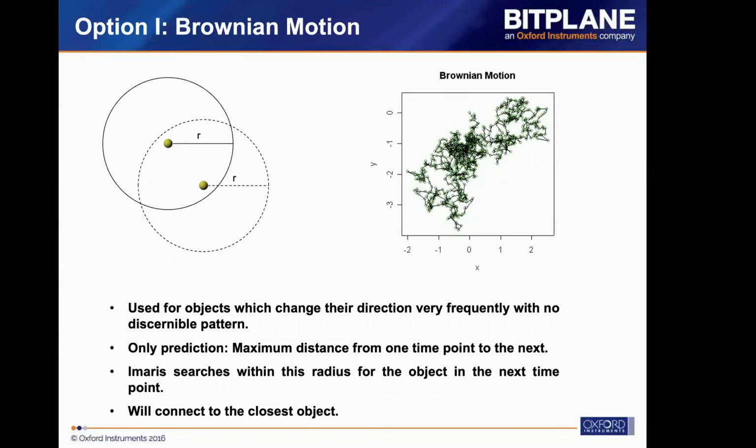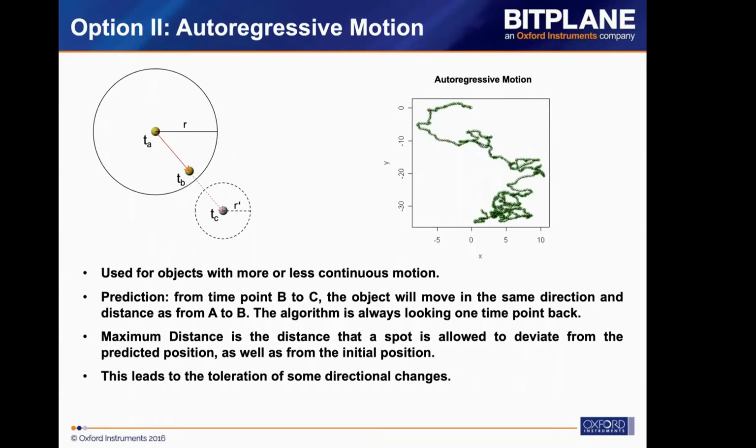First one is the Brownian motion. If your sample or objects are moving without a specific direction, meaning there is no discernible pattern, then we can use this Brownian motion algorithm. We can try to use this Brownian motion to let Imaris track your data. Basically, Imaris looks for the object in a specific radius, then tries to connect them. This is Brownian motion.